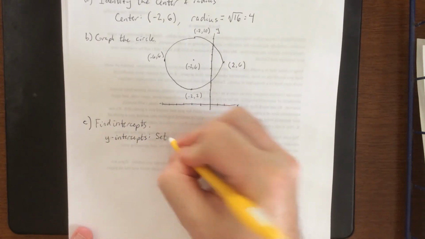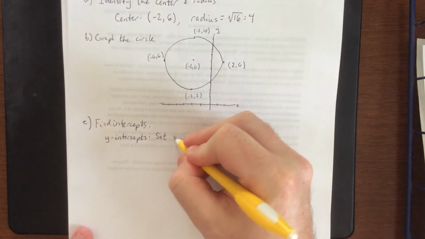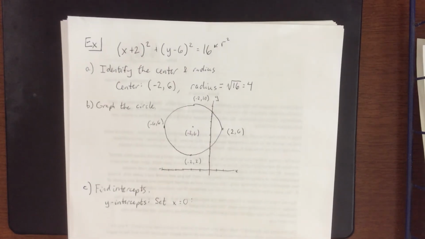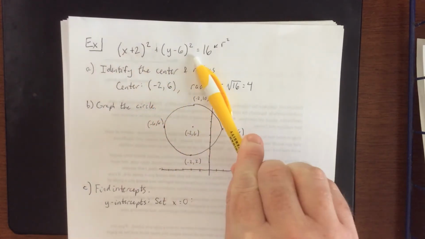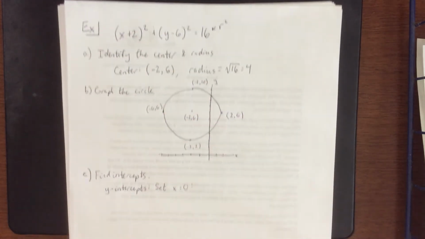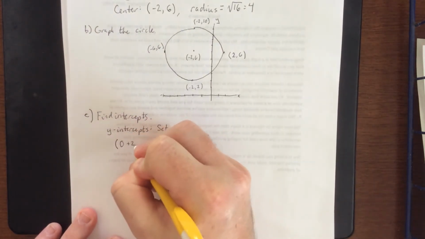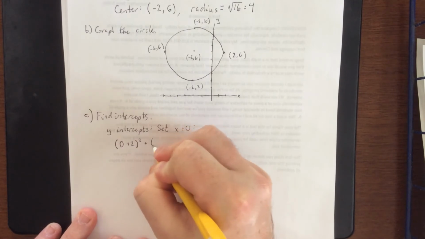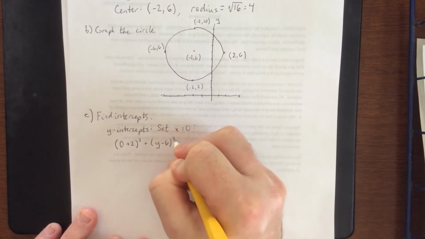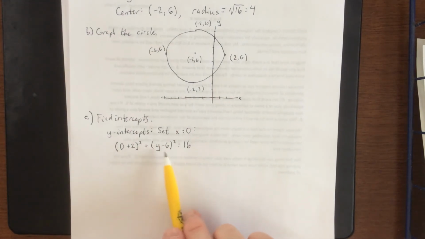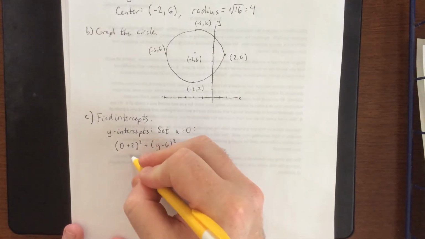So the process is we're going to set x equal to 0. By set x equal to 0, I mean go back to the original relation that was given to you. We're going to set x equal to 0. So setting x equal to 0 will give us 0 plus 2, quantity squared, plus y minus 6, quantity squared, is equal to 16. Now, we already have a completed square in the form of y minus 6 quantity squared, so I'm going to try to get that by itself on one side.